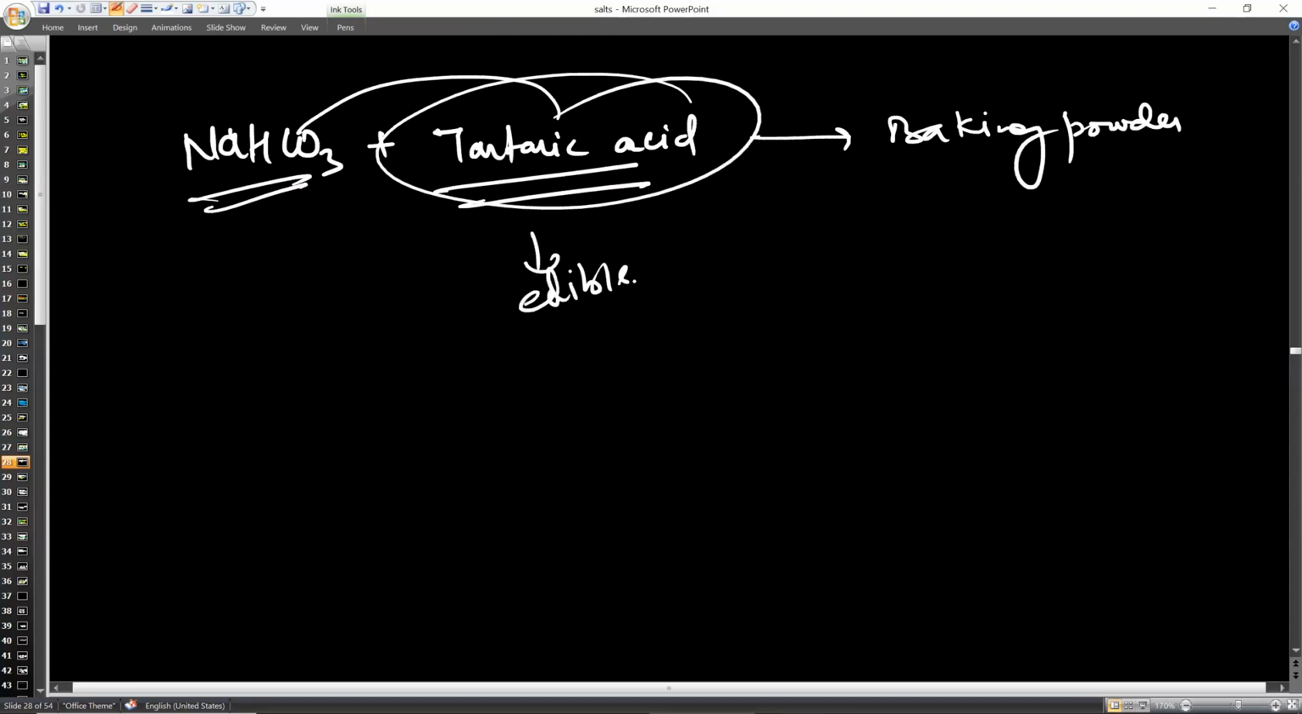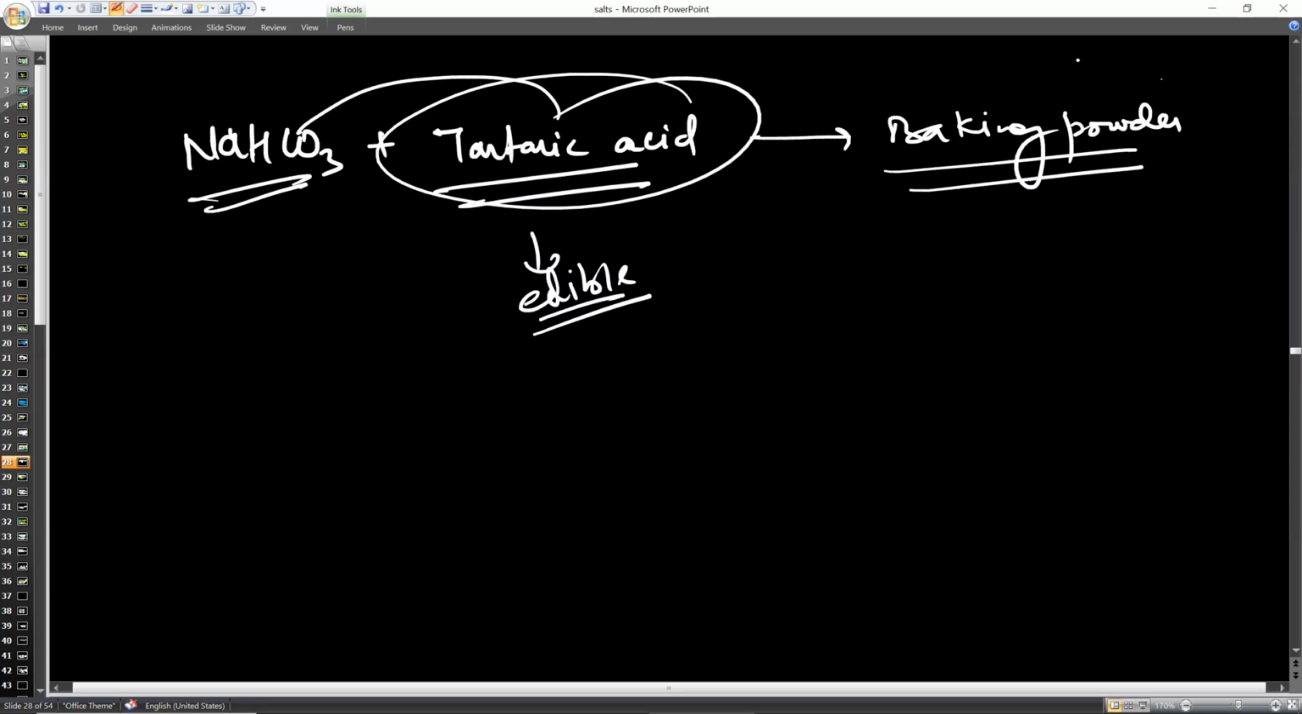If the question is asked, what is the difference between baking soda and baking powder, what will you answer? Baking soda is sodium hydrogen carbonate, and when it is mixed with an edible acid, it becomes baking powder.